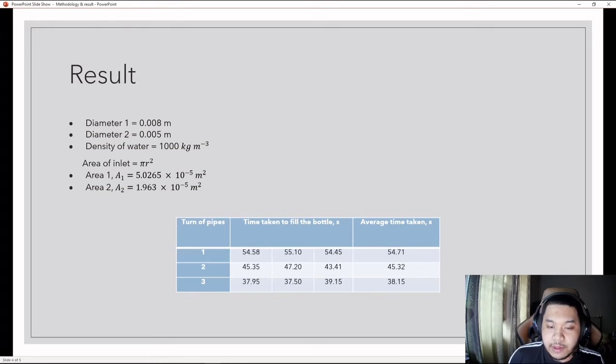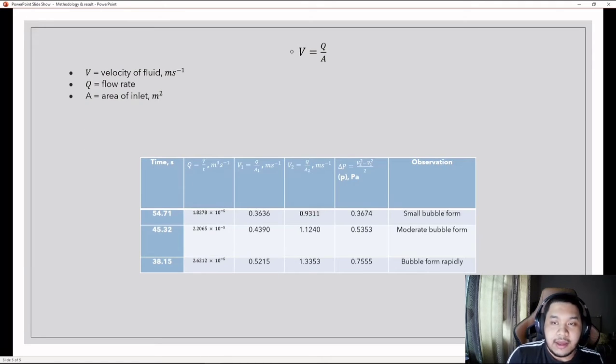As in the table below, we can see that we have calculated the average time taken for each turn of the pipe for the water to fill the bottle. And before starting with our main objective, we need to calculate the velocity of the fluid by using the formula Q over A, where Q is our flow rate and A is the area of the inlet.